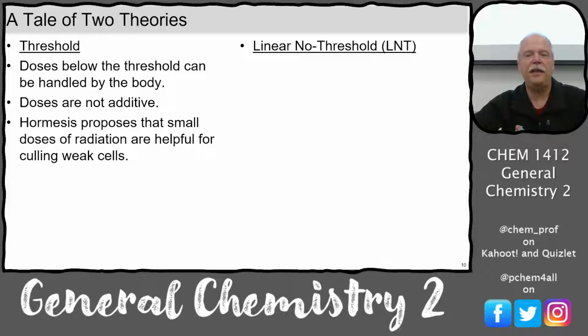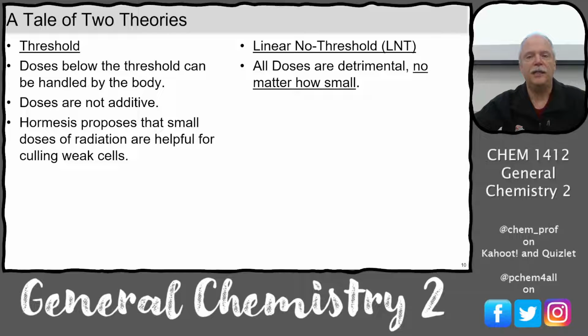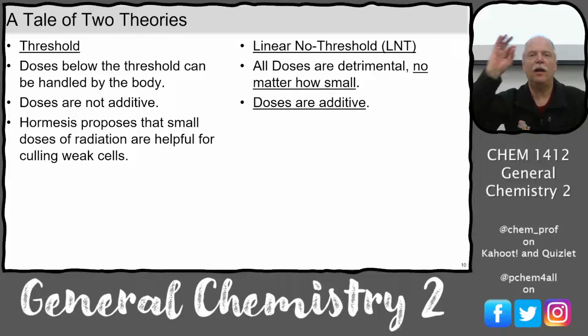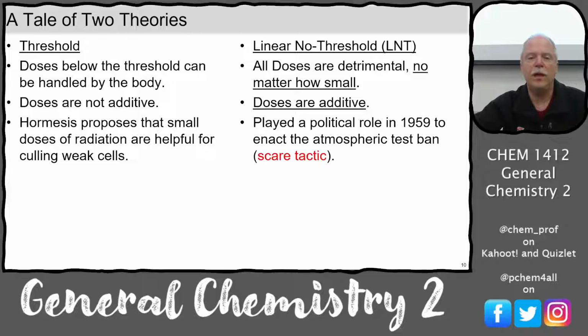And then there's this linear no threshold theory, which is a really extreme theory. It says all doses are detrimental no matter how small. That's one of the principles. And it says that doses are additive, okay, in a linear manner, no threshold. So even the smallest dose is detrimental, and they add up over time in a linear manner.